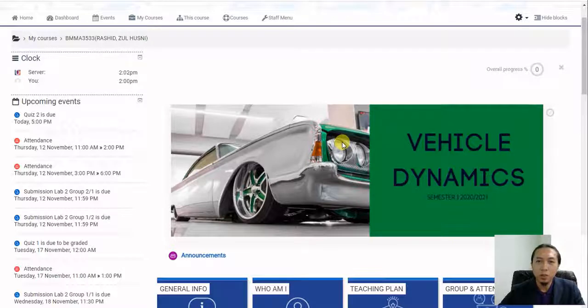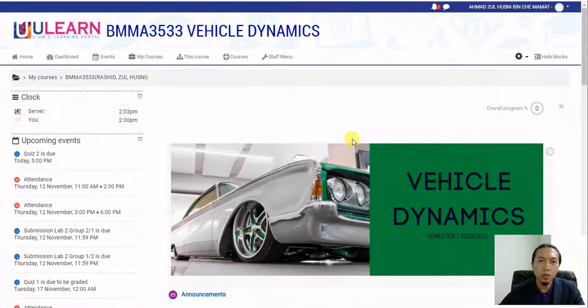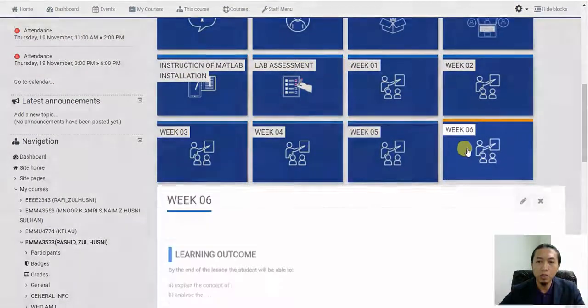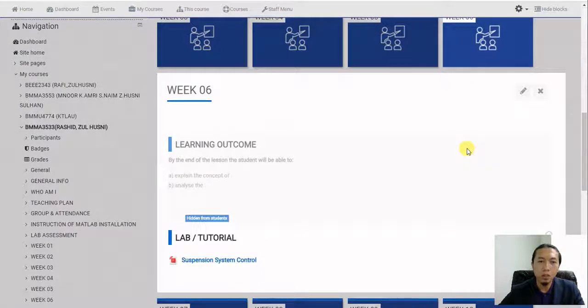So without wasting any time, we proceed to our third lab session this week. On my screen right now, you can see the e-learning for vehicle dynamics. We go to week 6, where we have suspension system control for our lab session this week.